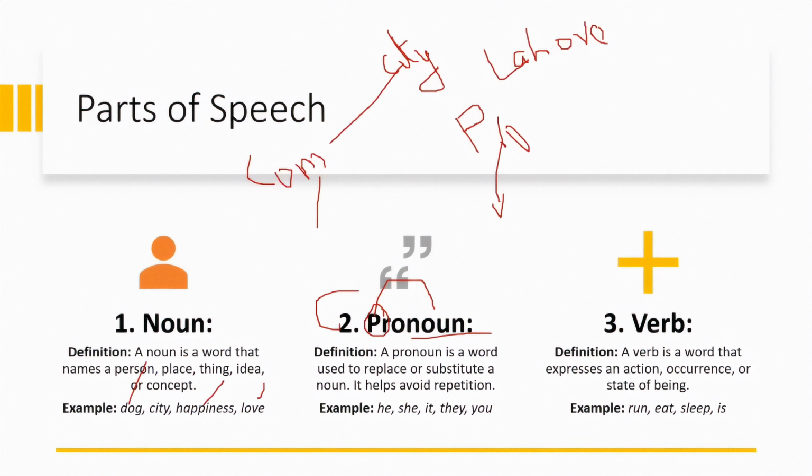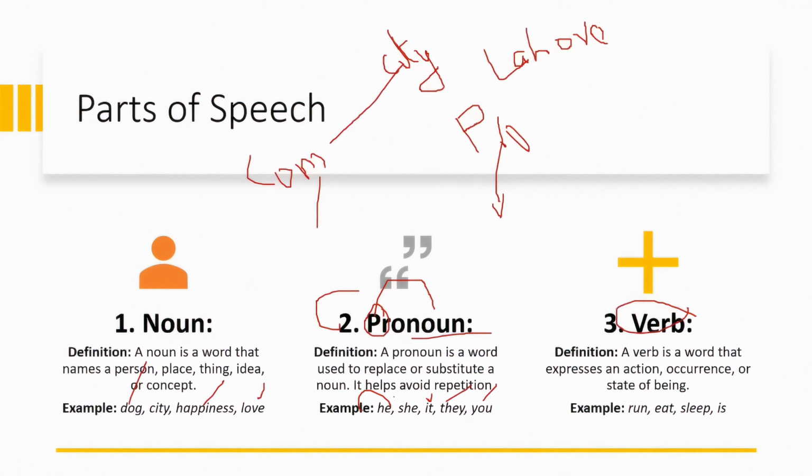For example, Lahore is the capital of Punjab. It's a historical city. It has many historical buildings. It was founded by, and so on. So it is a pronoun. Similarly, he, she, they, you, ourselves. These are pronouns. Next one is a verb.